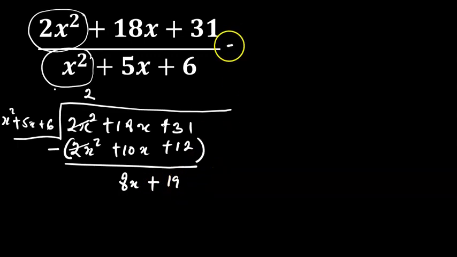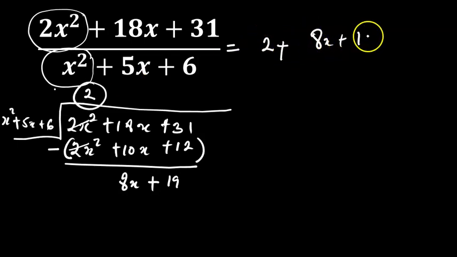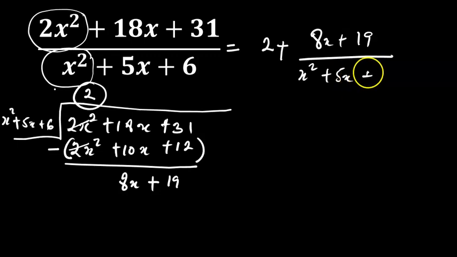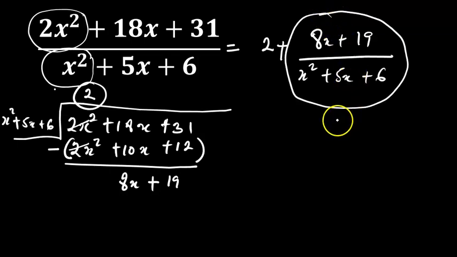So this expression can be rewritten to mean 2 plus 8x plus 19 over x squared plus 5x plus 6. So we can now resolve this into partial fractions. We'll now use the method we used in our last lesson to resolve 8x plus 19 over x squared plus 5x plus 6 into partial fractions.